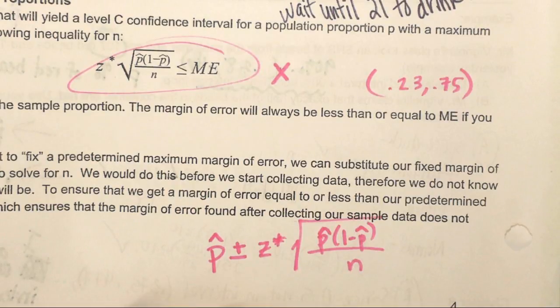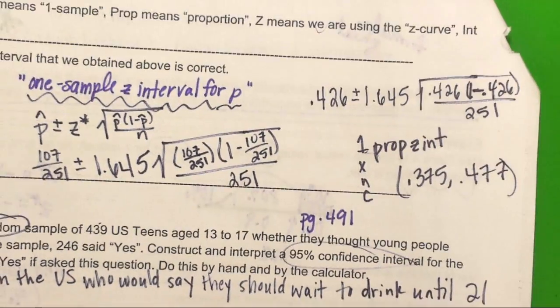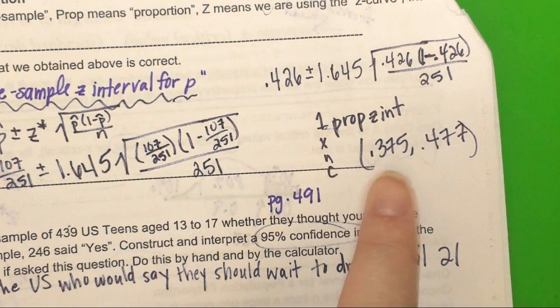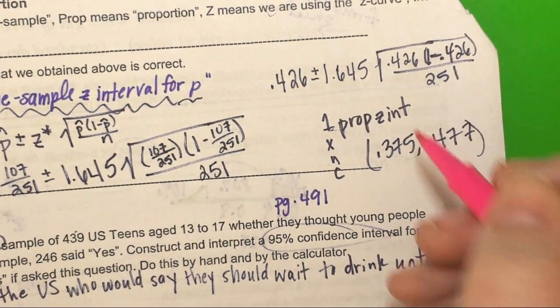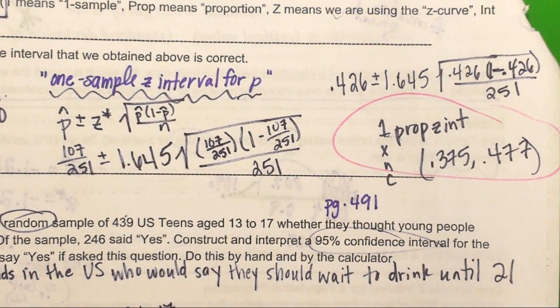I told Hunter last week, for the love, if he is going to stick only to his calculator, we were working this problem when I told him that. I said, Hunter, for the love, if you put one prop z interval and the things you plug in and give me the interval, and that's all you have, you're either getting an E or you're getting an I, so I need you to show more.